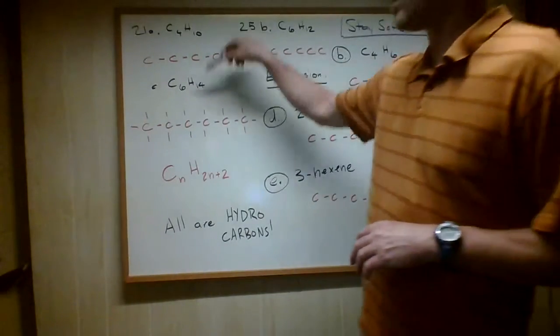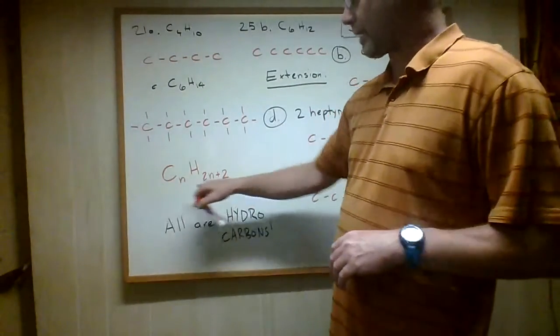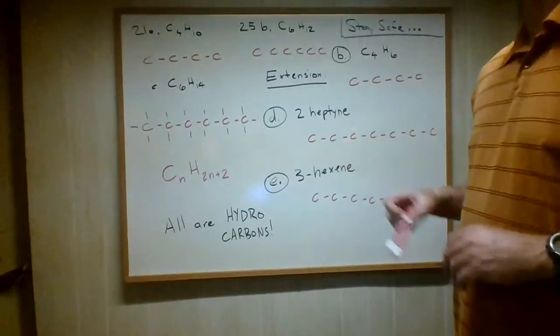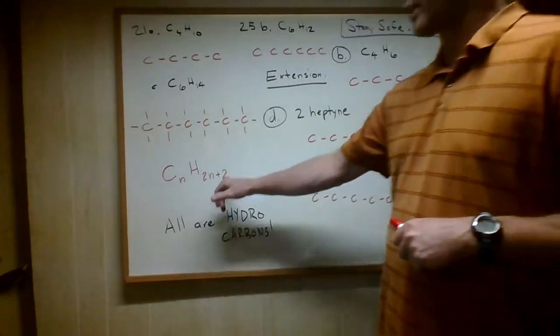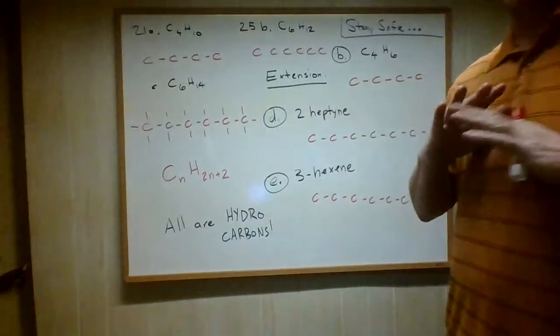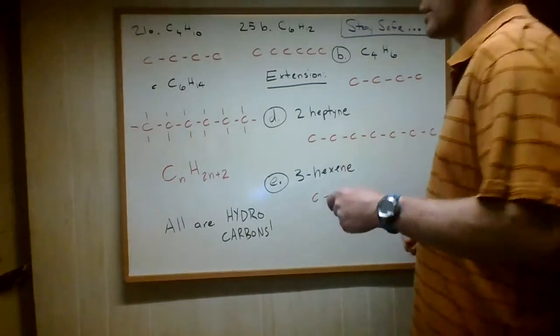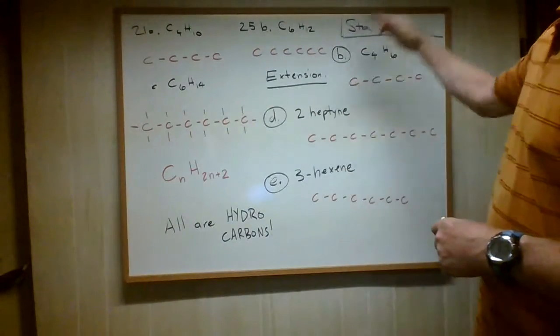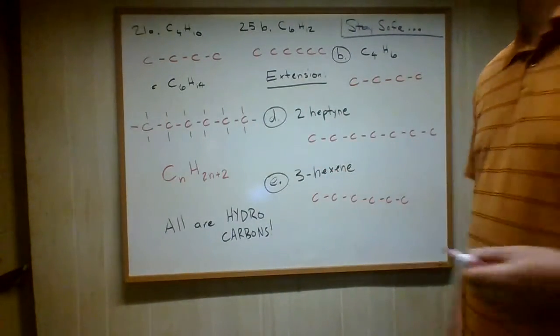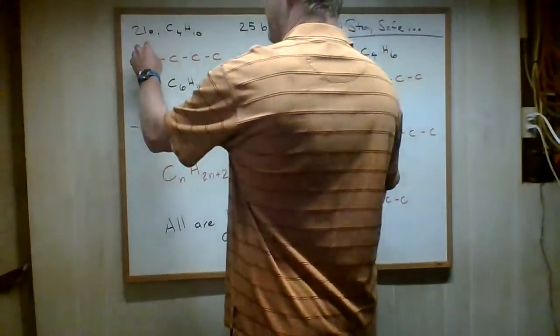Now, these two are both abiding by this formula, so they're both alkanes. That means 2N plus 2 hydrogens for every N carbon. That means all single bonds, all saturated. So fill them in. I have the backbone up here of all of these, and then I'm just going to fill in the bonds. Okay?